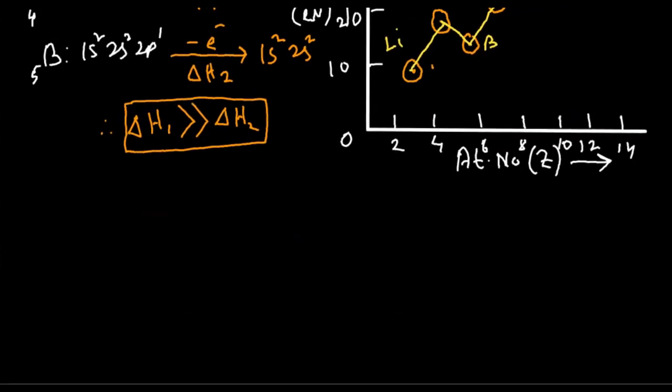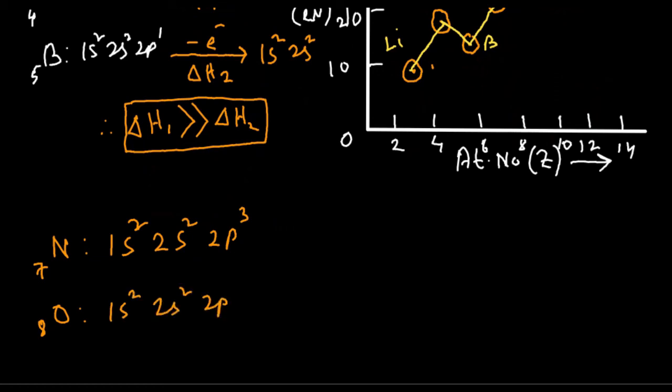Okay, similar is the case for nitrogen and oxygen. Nitrogen 7, oxygen 8. Write down the electronic configuration, you will understand it by yourselves. 1s2, 2s2, 2p3. This is 1s2, 2s2, 2p4. So here you can see nitrogen, the p orbital is exactly half filled. So to remove an electron from a half filled orbital, you will have to apply a very high amount of energy to convert it into 1s2, 2s2, 2p2.